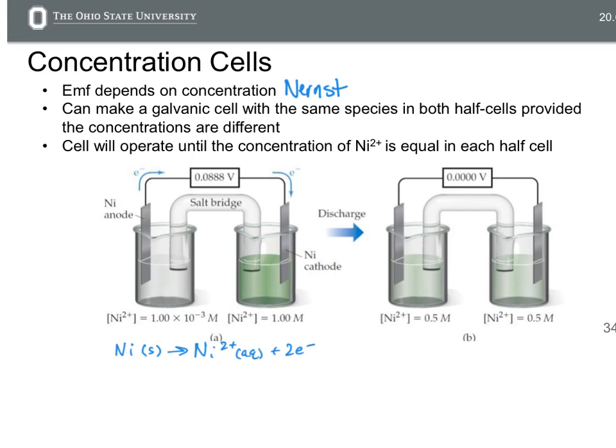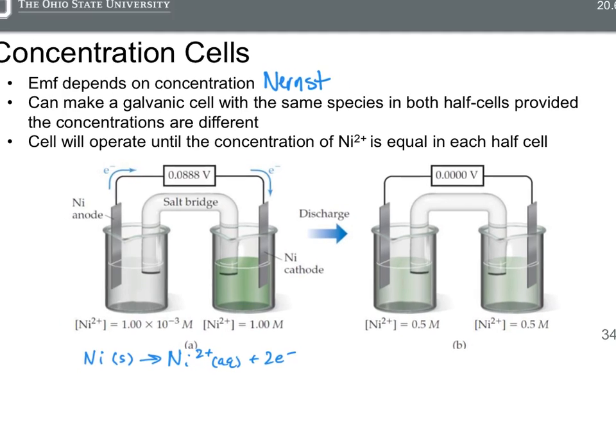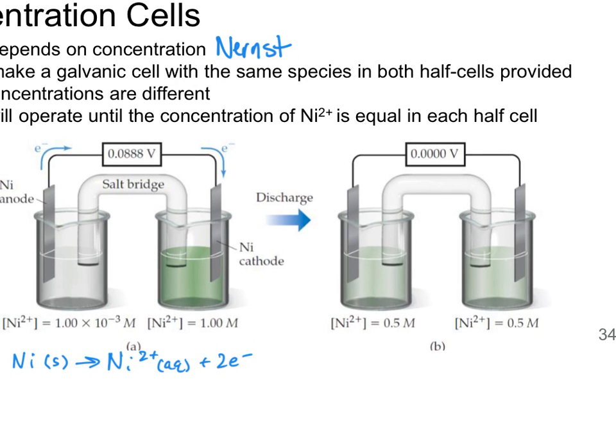So we don't actually have to have two different reactions taking place in our half cells. We just have a large difference in concentration. So what will happen in a concentration cell is that we'll get a reaction occurring until eventually equilibrium is reached, and equilibrium is reached when the concentrations are the same.